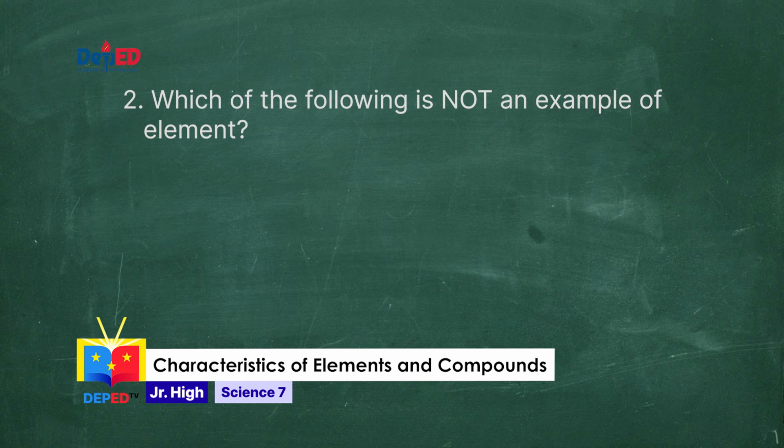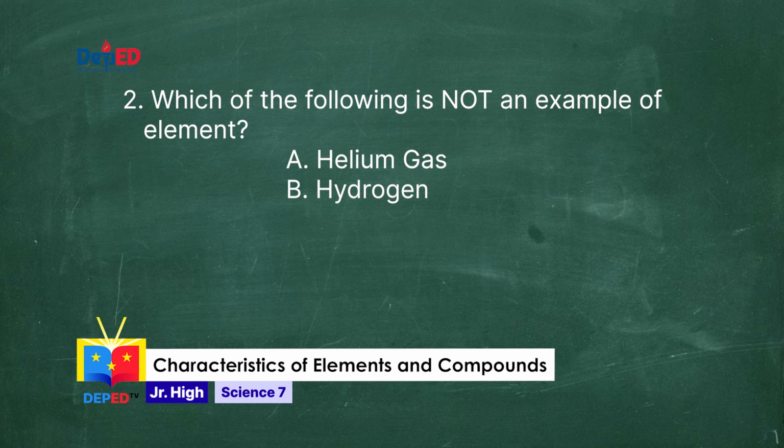Number 2. Which of the following is not an example of element? A. Helium gas. B. Hydrogen. C. Ice. D. Oxygen. Excellent! Letter C is the answer. Ice.